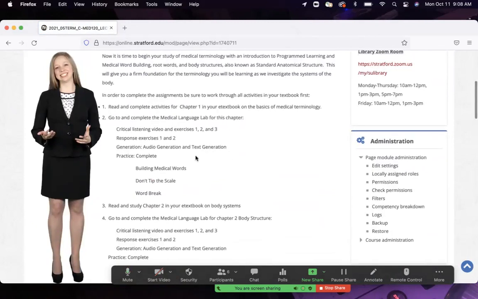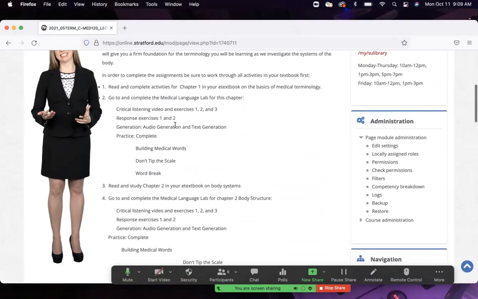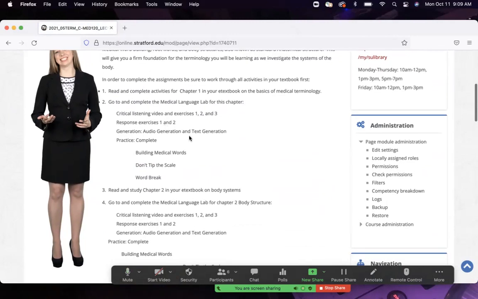First, you have your medical language laboratory material, which is, and I'll go over an example of it, critical listening video exercises and response exercises and generation. Now, these generation and text exercises. So these three things. So if I tell you we're going over chapter 1 and chapter 2 today, you already know due for next week, not this week, but for next week, Monday morning, October 18th at 9 a.m., I'll be looking to see if you did these three things for chapter 1.